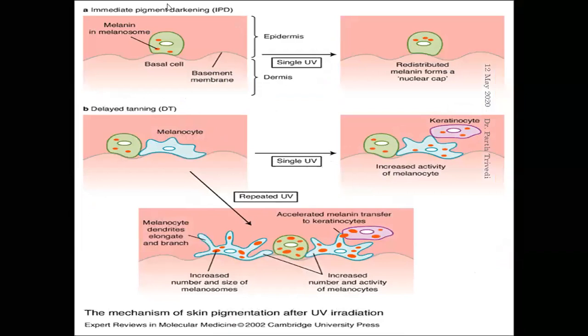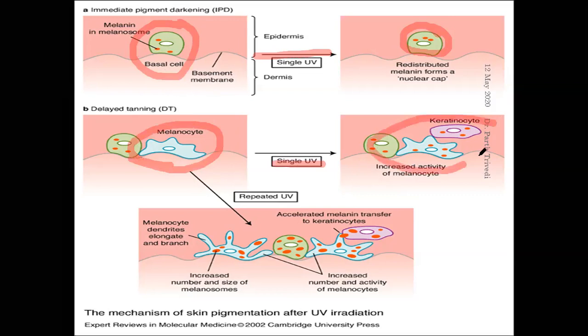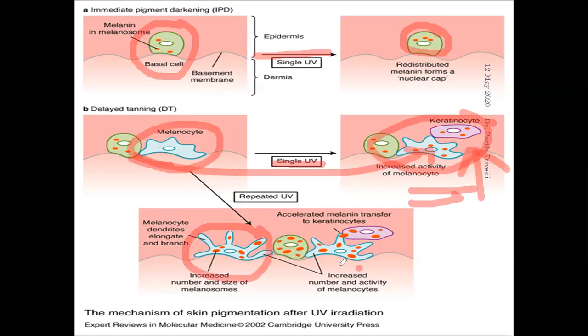You can see in this figure, immediate pigmentation darkening. This is your basement membrane, basal cell level. If this is your melanin site, melanin in the melanosome, a single UVR dose is given, what happens? It increases, and redistribution is formed. And why is there delayed tanning? Because melanocytes are increased, and with a single UVR dose it increases the keratinocytes, thus thickening the epidermis. Also, you can see the increased activity of the melanin. So see, melanocytes and keratinocytes, increased numbers of melanosomes. Clear?